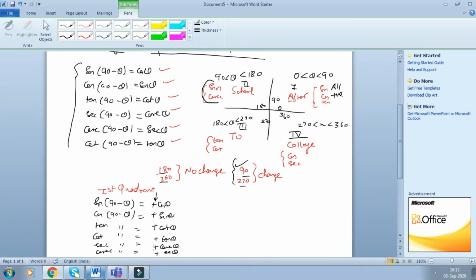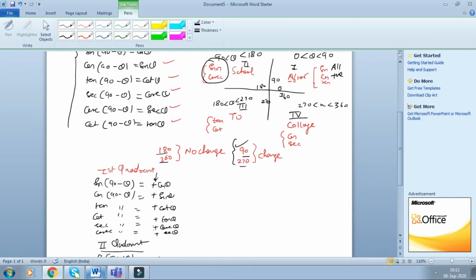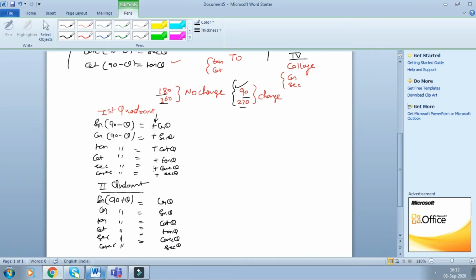In the second quadrant, sine and cosec are positive. Mind it, the result of sine and cosec is positive and the rest are negative. You have to see it here. You have to check it here.